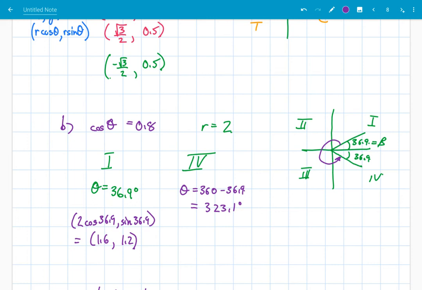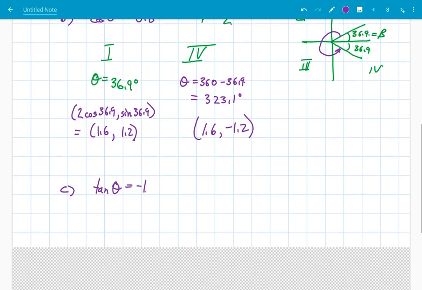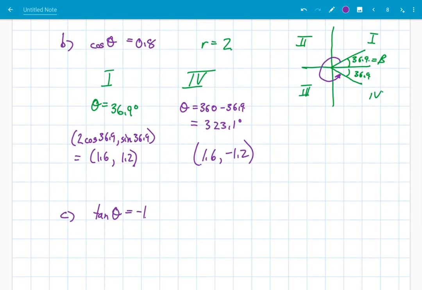For this here, I don't bother redoing the work. The x is still going to be positive. The y has to be negative. Try it out. 2 times the cos of 323.1 and 2 times the sine of 323.1. You should get those two coordinates. Okay. Try this one. Let your calculator do some work for you. Start sketching. Think about which quadrants the tan is negative in. When you're ready, begin.